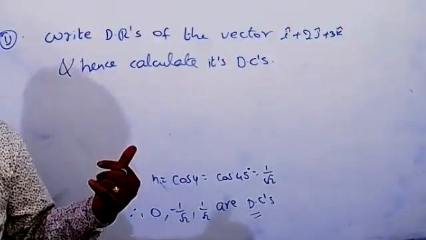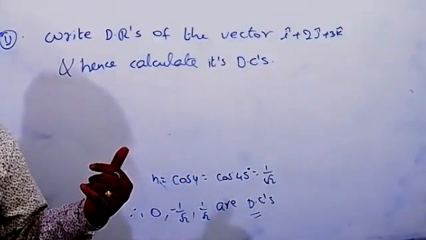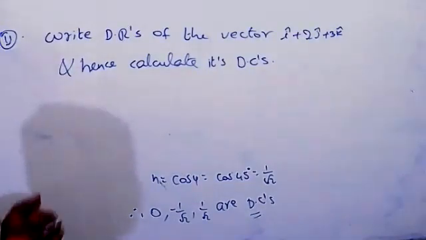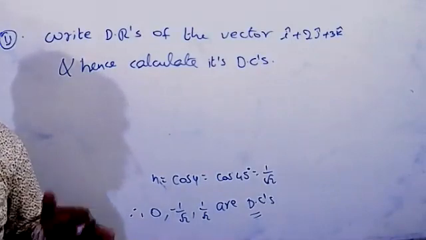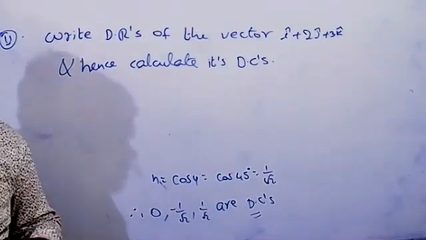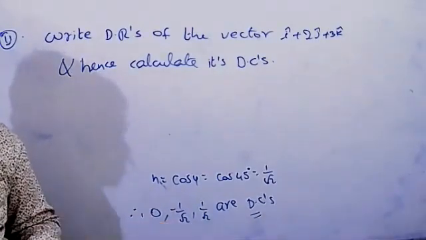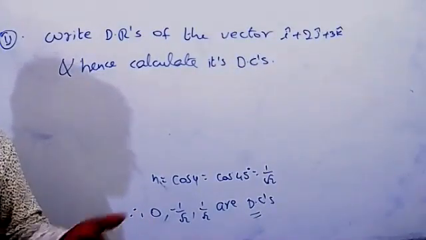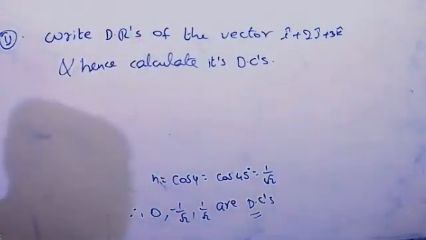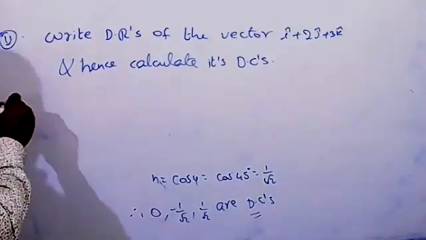Will it be 1 by root 14, 2 by root 14, and 3 by root 14? Yes. These three we call the direction ratios. And what is the meaning of L? Cos alpha only. What is the meaning of M? Cos beta. What is the meaning of N here now? Cos gamma. The three you can equate to the different angles also. So first you can find out clearly that.